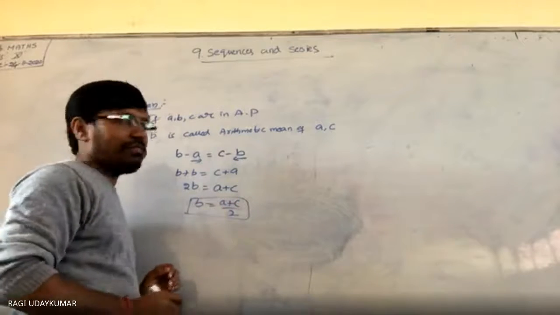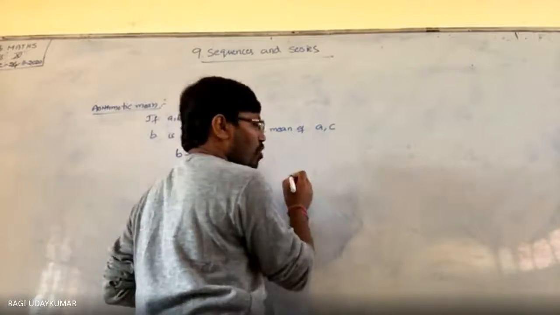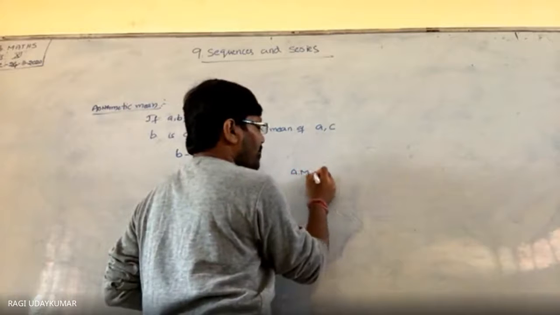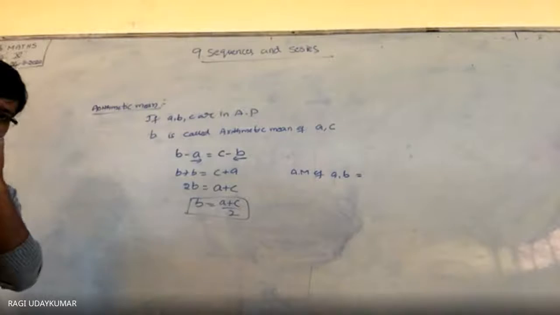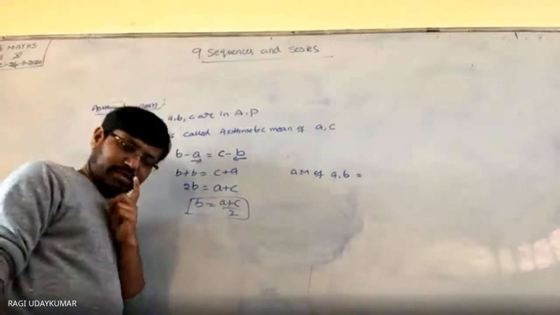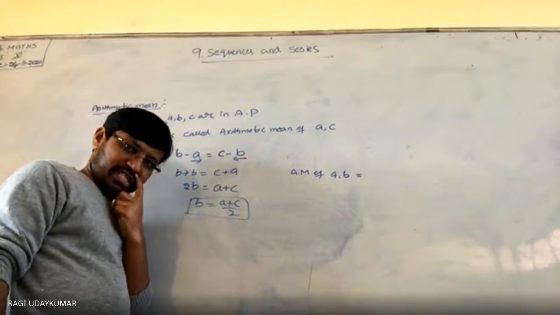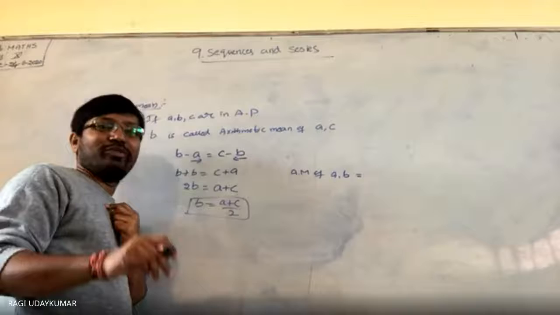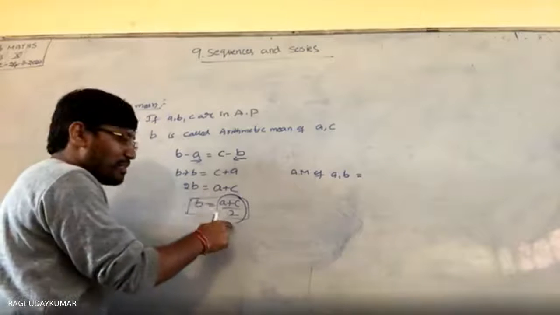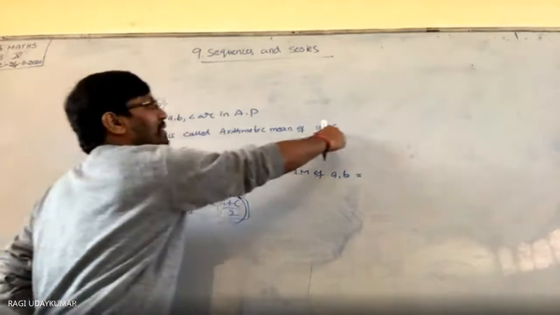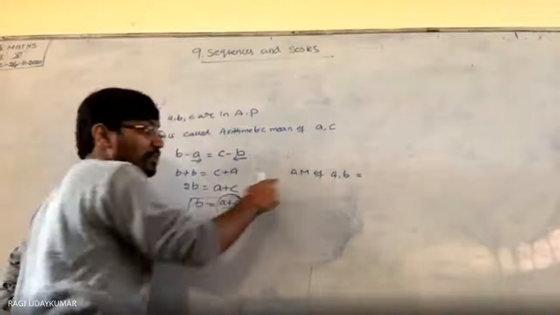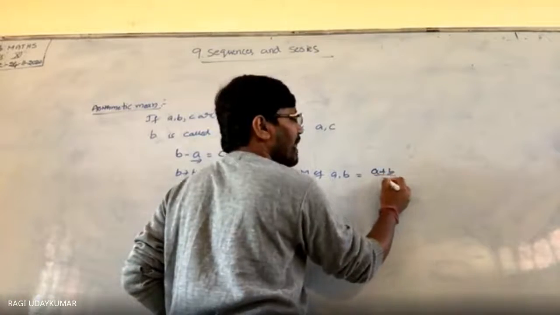If I ask, most of the students will get the concept wrong. The arithmetic mean of a comma b is equal to, can you say? A plus b by 2. Yes, sir. What is a plus c by 2? It is b, which is nothing but the arithmetic mean of a and c. Arithmetic mean of a and c is a plus c by 2. Arithmetic mean of a and b, if I ask you, will be a plus b by 2.